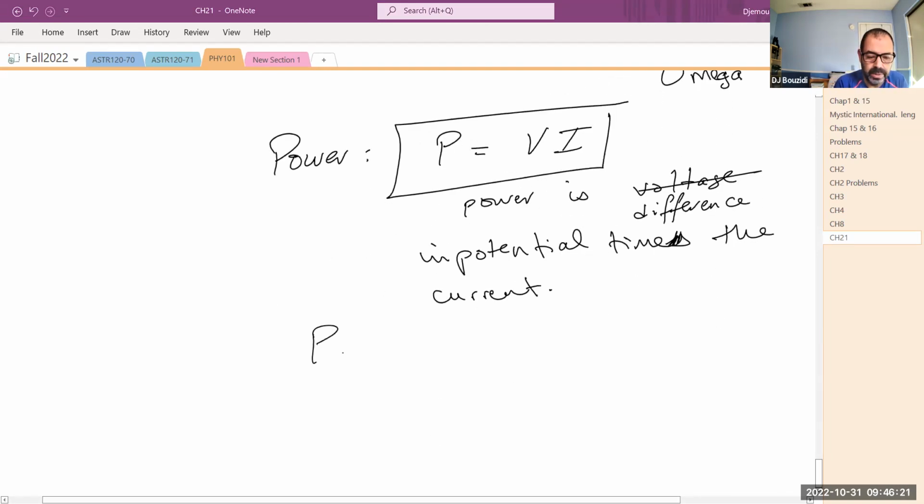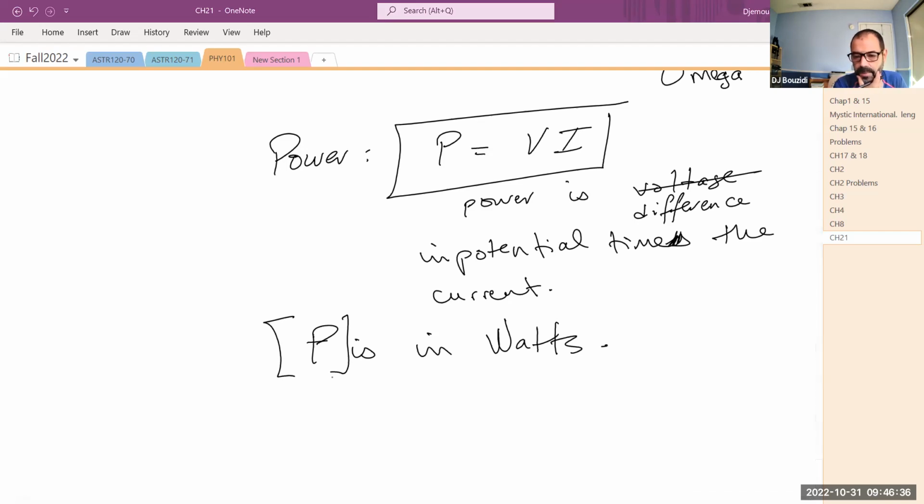So the power is in watts. That's the unit for power, okay? And the voltage is in volts and the current is in amps. So all of these things fit together now. That is what you see when you go and buy a light bulb. If a light bulb is labeled 40 watts, that means it's going to consume 40 joules per second. That's what the power is, okay? It's the amount of energy consumed per unit time.